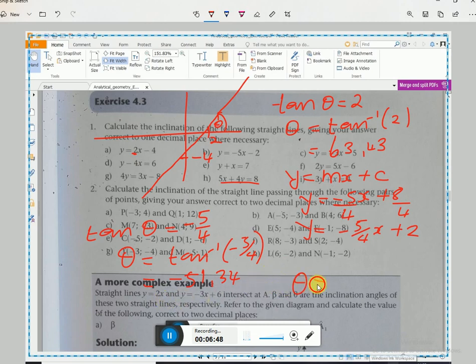You remember what I said about the negative? You quickly add 180 plus this negative 51.34. Then this will give you 128.66. So this is how you find the inclination. Even if you are given 2 points, you can find the gradient of these 2 points, and obviously you'll be able to find the gradient, inclination, and so on.